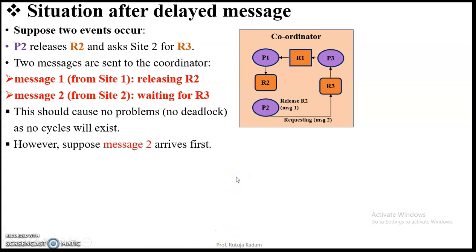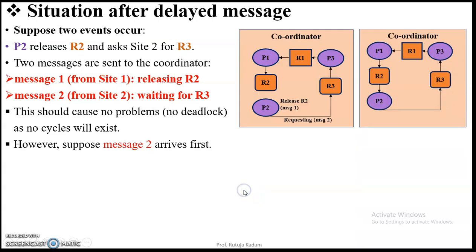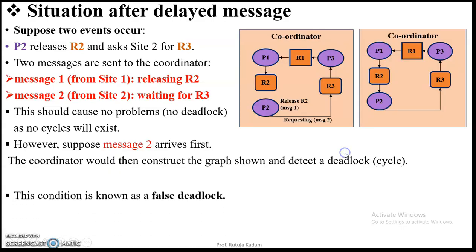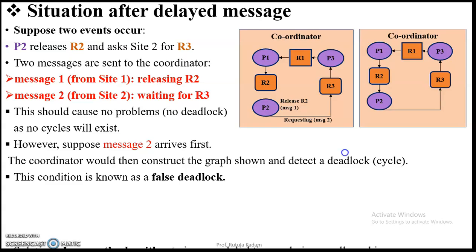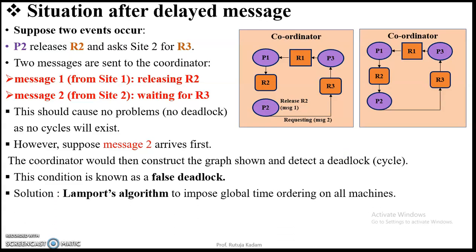But then assume that message 2, the requesting message for resource R3, arrives first and the releasing message of R2 has not yet arrived at the coordinator. The coordinator will see the wait for graph in this fashion, which means there is a cycle, and when there is a cycle there is a deadlock. But actually there should be no deadlock because P2 has already released it. Because the release message has not arrived at the coordinator and the request R3 message has arrived first, it leads to a deadlock. That type of deadlock is called a false deadlock, or a phantom deadlock.